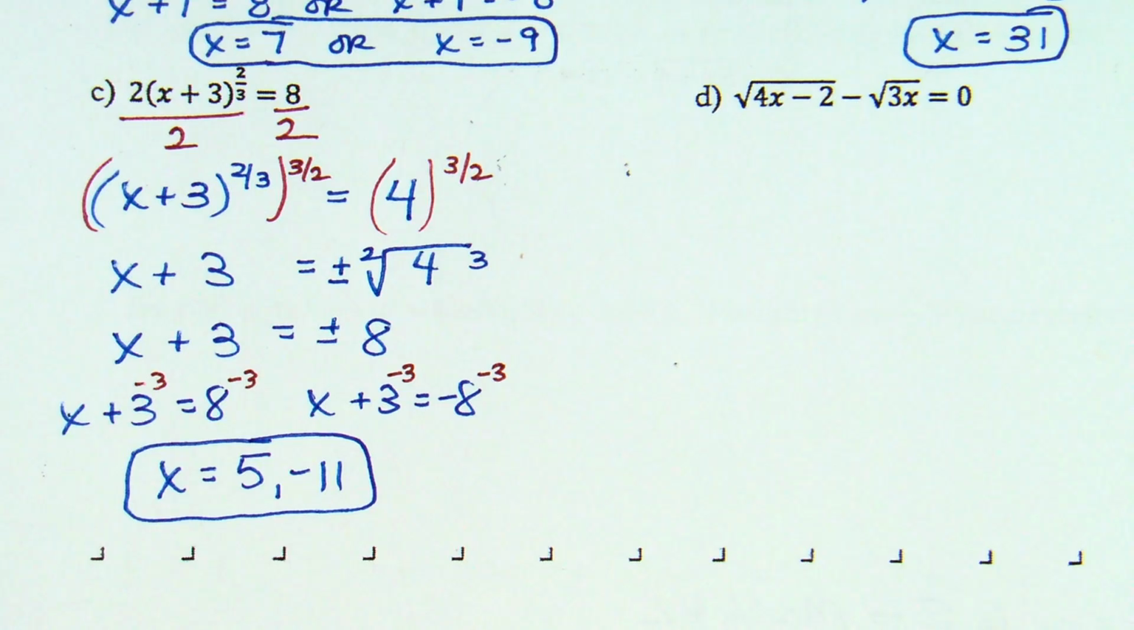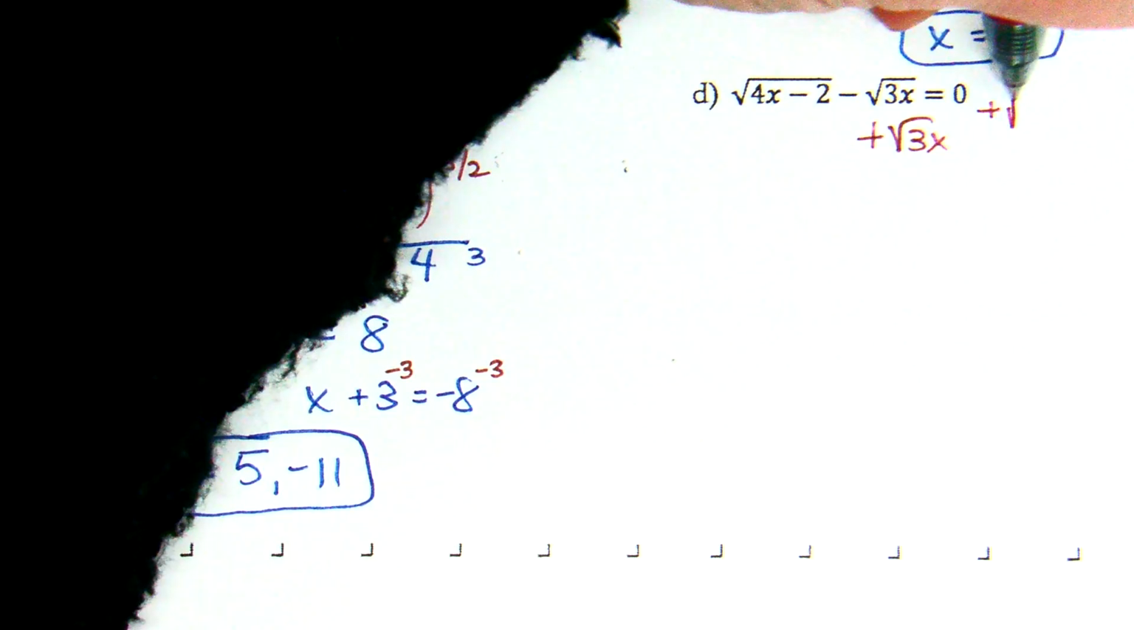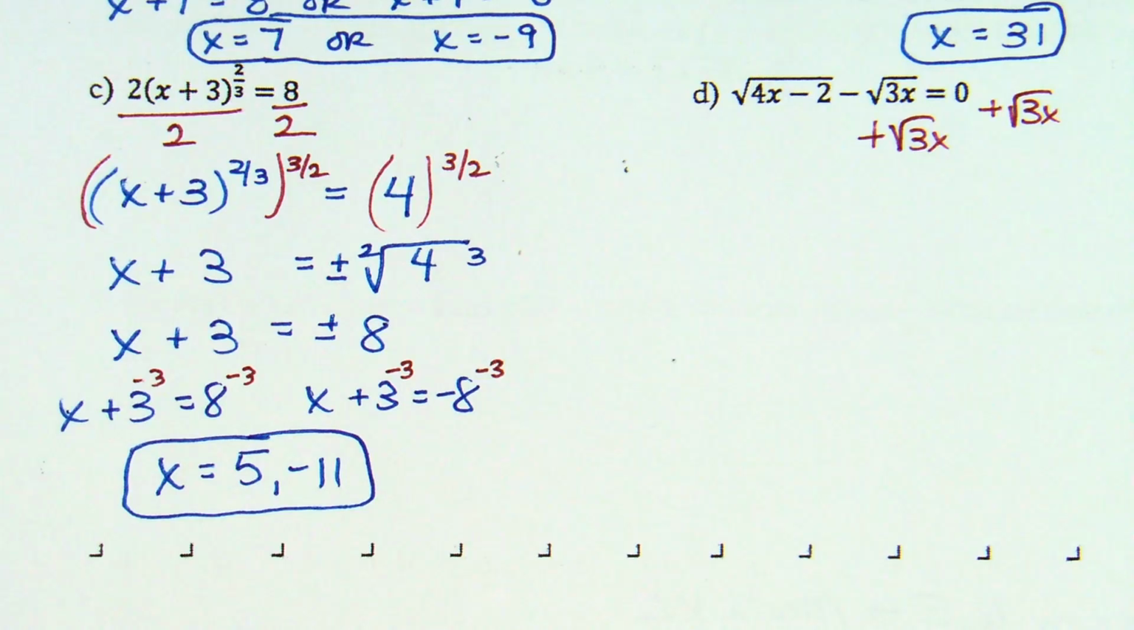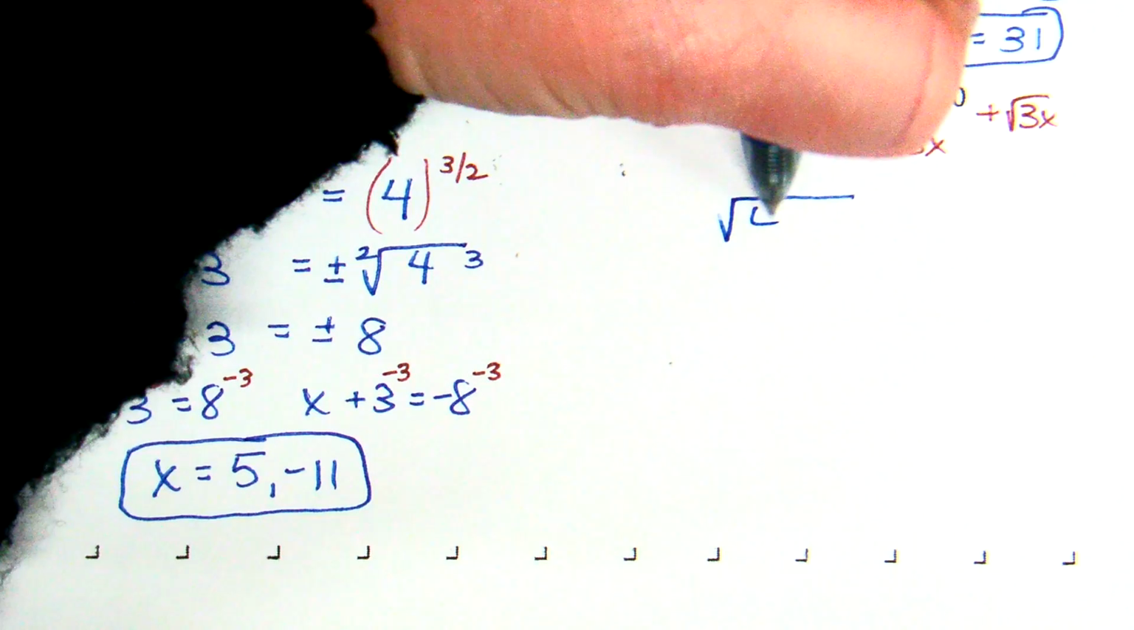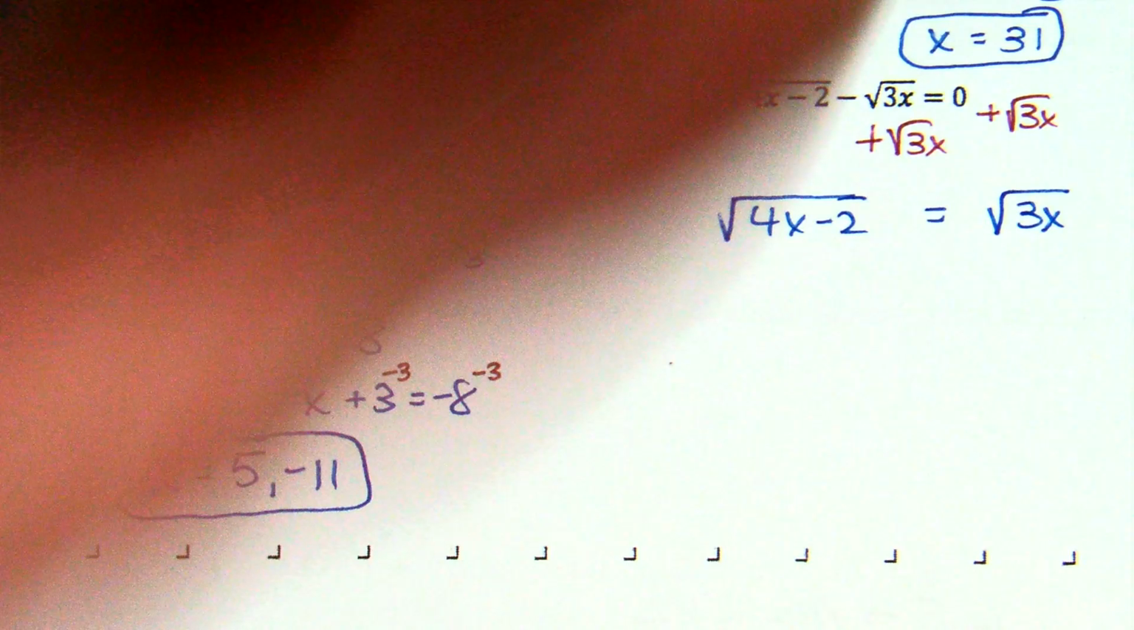Okay. Now, what about moving the one radical to the other side? Can I do that? Yeah. So if it's 1 square root minus a square root, how do I move a minus square root of 3x? You add square root of 3x. What we do on the left, we do on the right. So then I have the square root of 4x minus 2 equals square root of 3x.